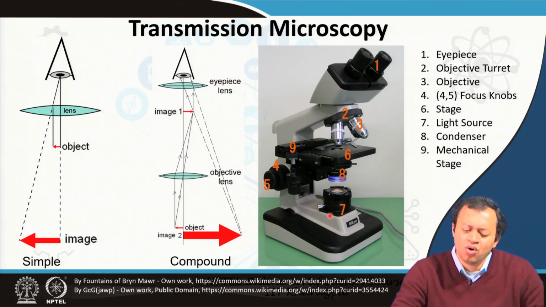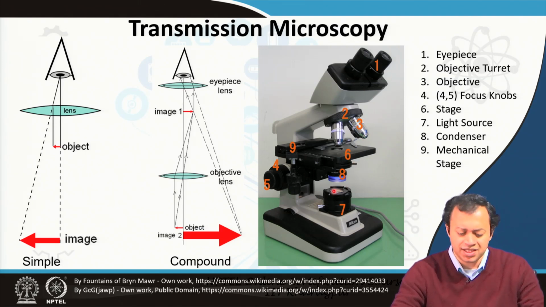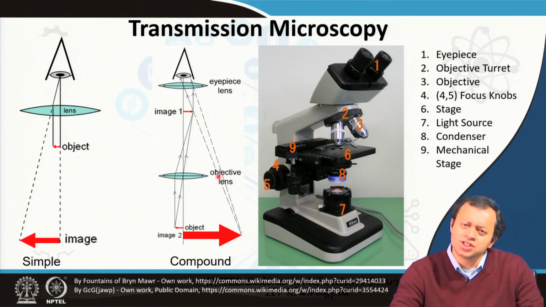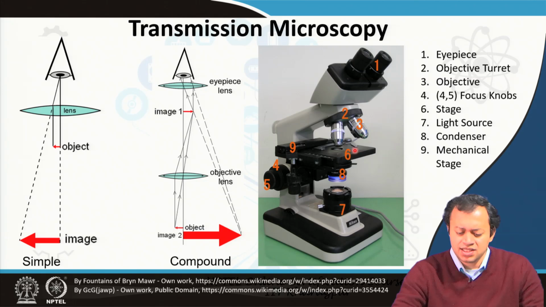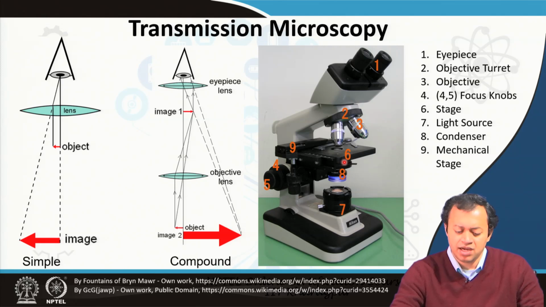Of course, the more the day has progressed, we have started making it more and more complicated, but the overall principle still remains the same. Yes, there will be fancy condenser lenses. These are computer-controlled stages where a few micrometers at a time can be moved. The focusing is all autofocus. All of those things I grant, but overall the principle of transmission microscopy remains as it is.